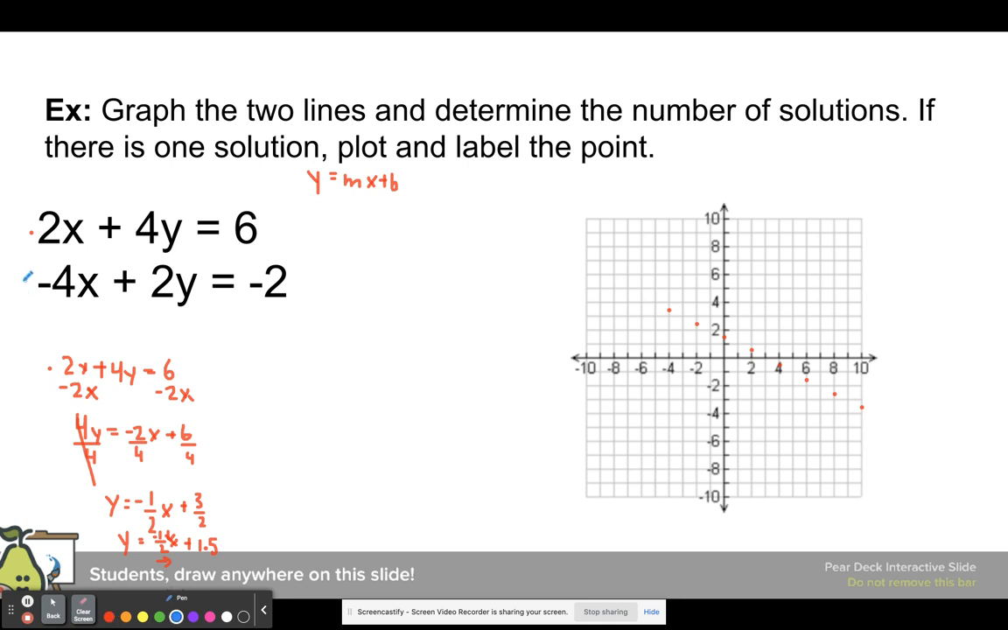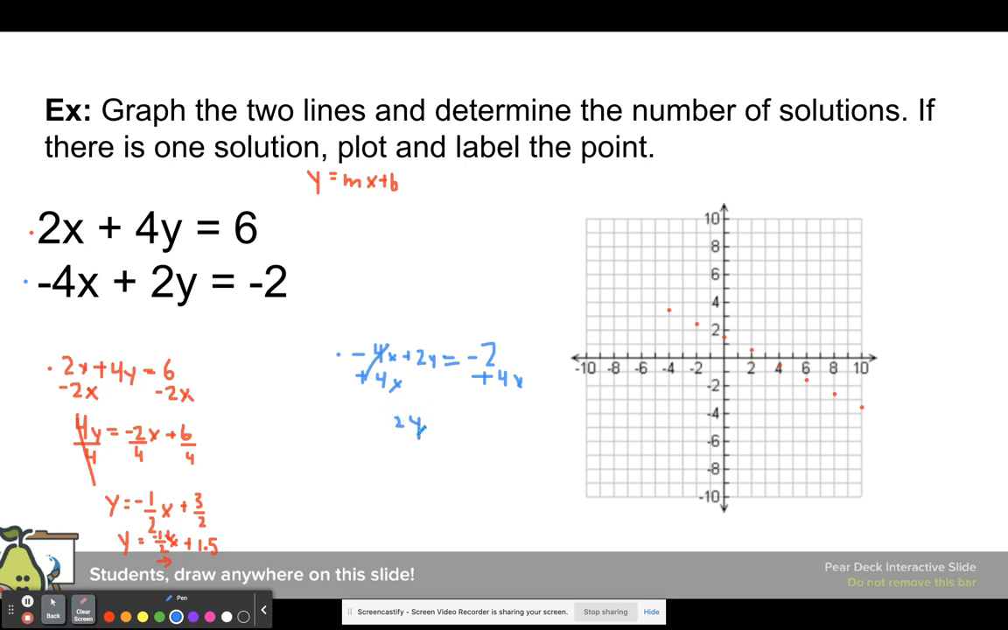Now for the second equation, negative 4x plus 2y is equal to negative 2. Again, my goal is to isolate y so we can get it into the slope-intercept form. So I'm going to add 4x to both sides. And those 4x and negative 4x are going to cancel out.